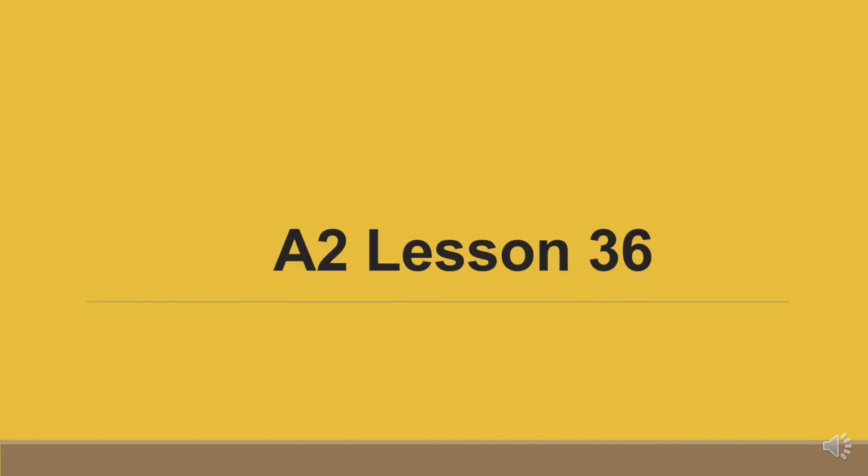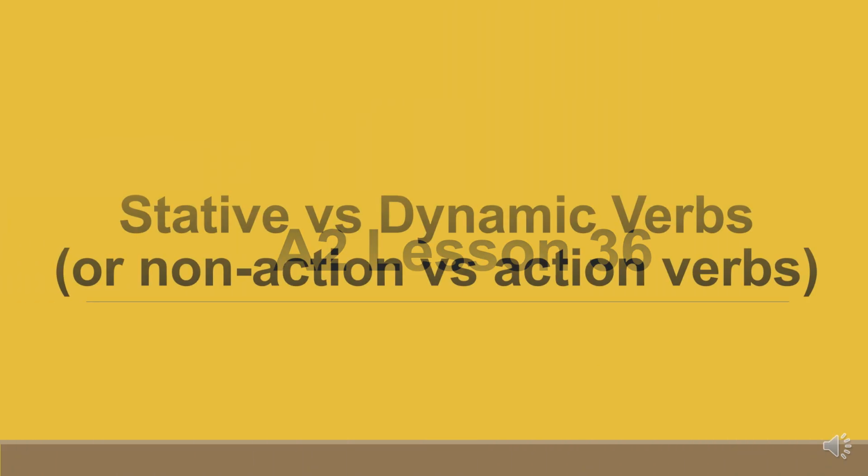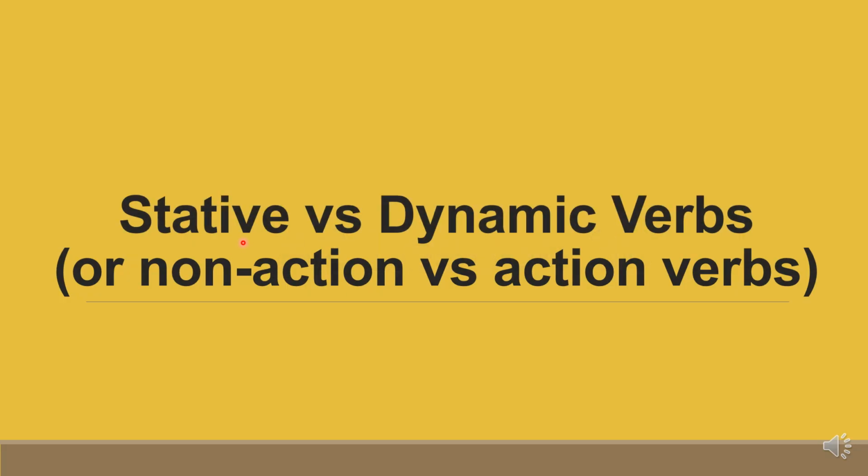Welcome to A2 lesson 36. Today I'm going to be looking at stative and dynamic verbs. These are very important in English because they show you what we call a non-action verb and an action verb. Simply, you get to understand clearly the difference between the two.